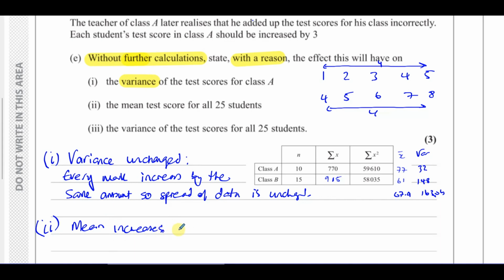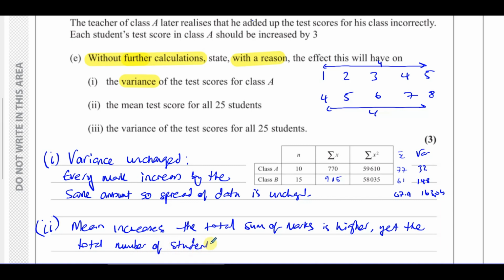Why does the mean increase? Because we can say the total sum of marks is higher, yet the total number of students remains the same. Okay, so of course that will cause the mean to increase. Okay, so the variance is unchanged, the mean increases.